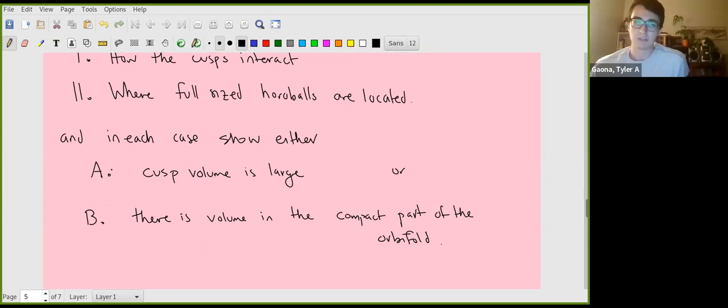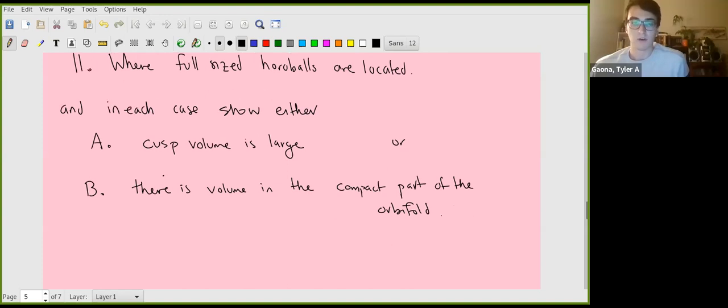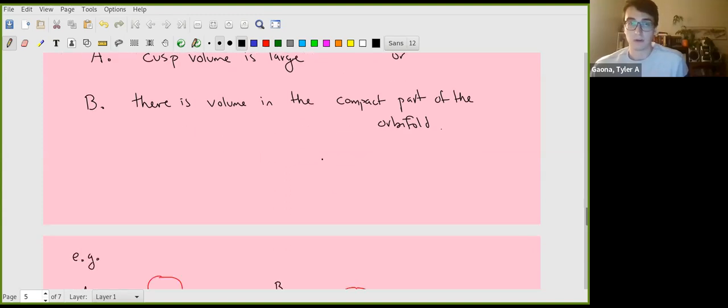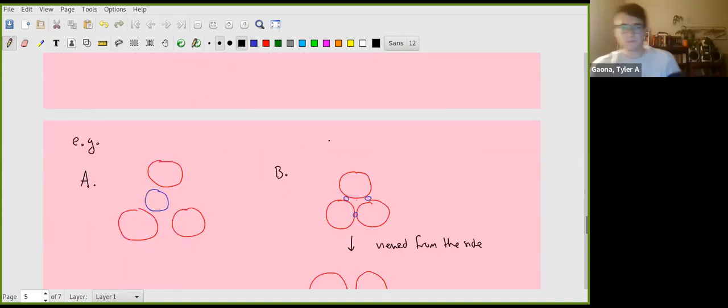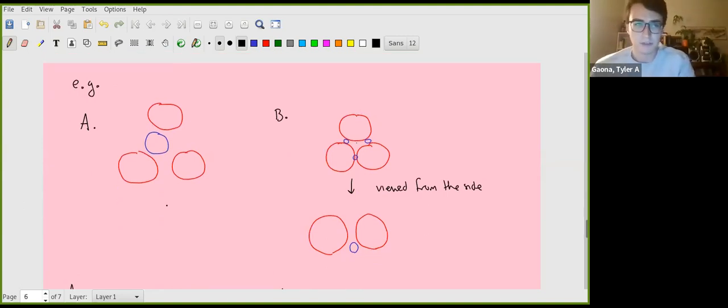And now in each case, we'll either try to show that the volume of the cusp is large, or we can actually find some volume that is in the compact part of the orbifold to get an appropriate lower volume bound. Of course, in that situation, we're going back to the lower bound that follows from Böröczky's theorem. So here's a cartoon example of what I mean in each case.